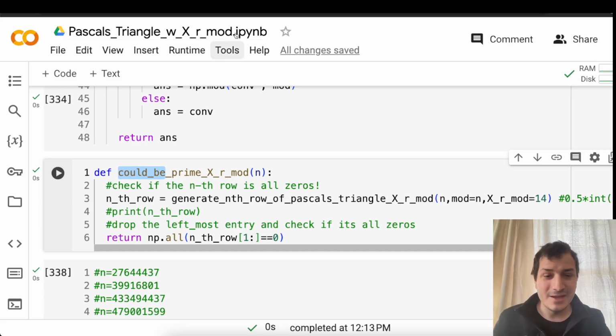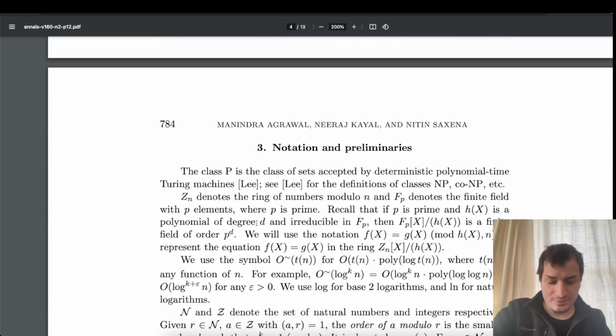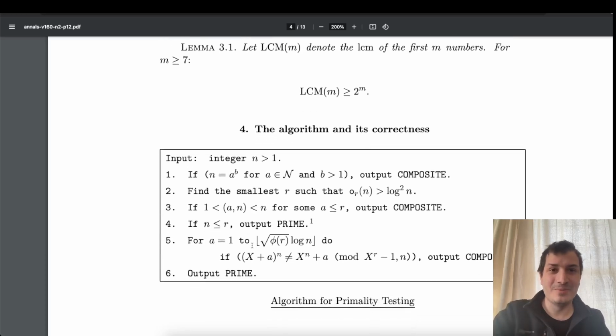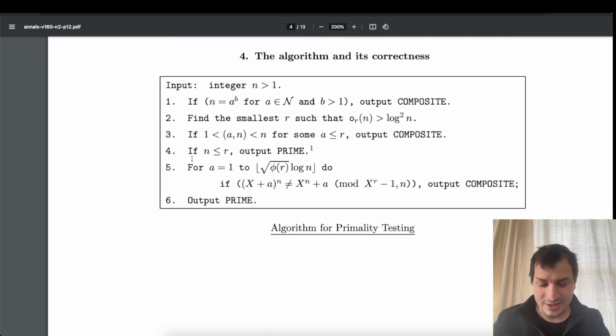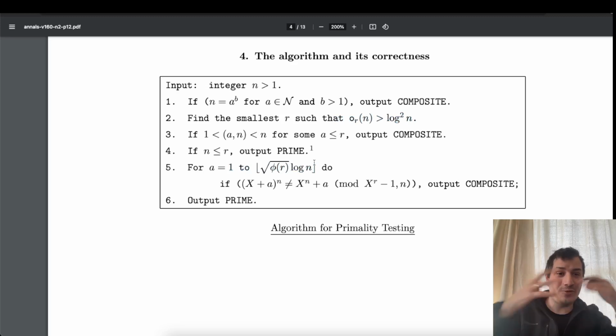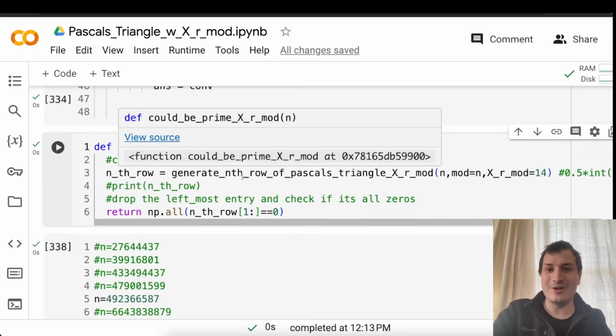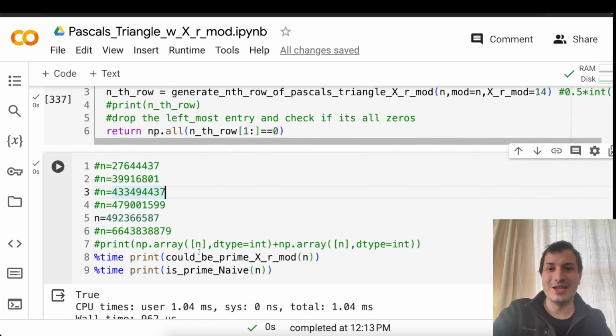in this paper. So if you go to the paper, here is the full algorithm that they came up with. And they're saying you got to check all the r values up to r, where r is such that this is true. So you got to understand exactly what that means. And then a is up to this value. And the point is they're both bounded by log n. Okay, so this is the could be prime function. And here I checked it for a bunch of numbers and it works.